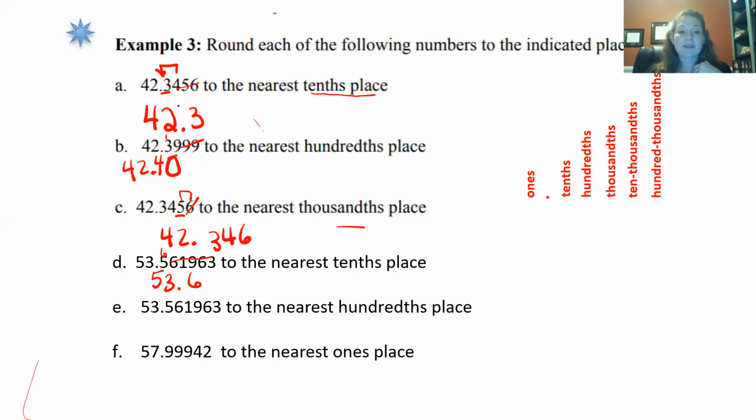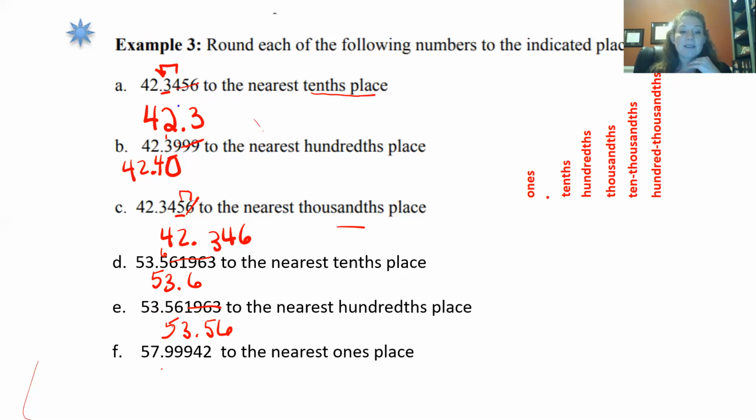Letter E, round this number to the nearest hundredths. Well, the 6 is in the hundredths place. So what do I look at to see what to do with my 6? I look at the 1, which is to the right of it. This number is between 0 and 4. So my 6 does not change. So rounded to the nearest hundredths place, my answer is 53 and 56 hundredths. And then I drop everything else.